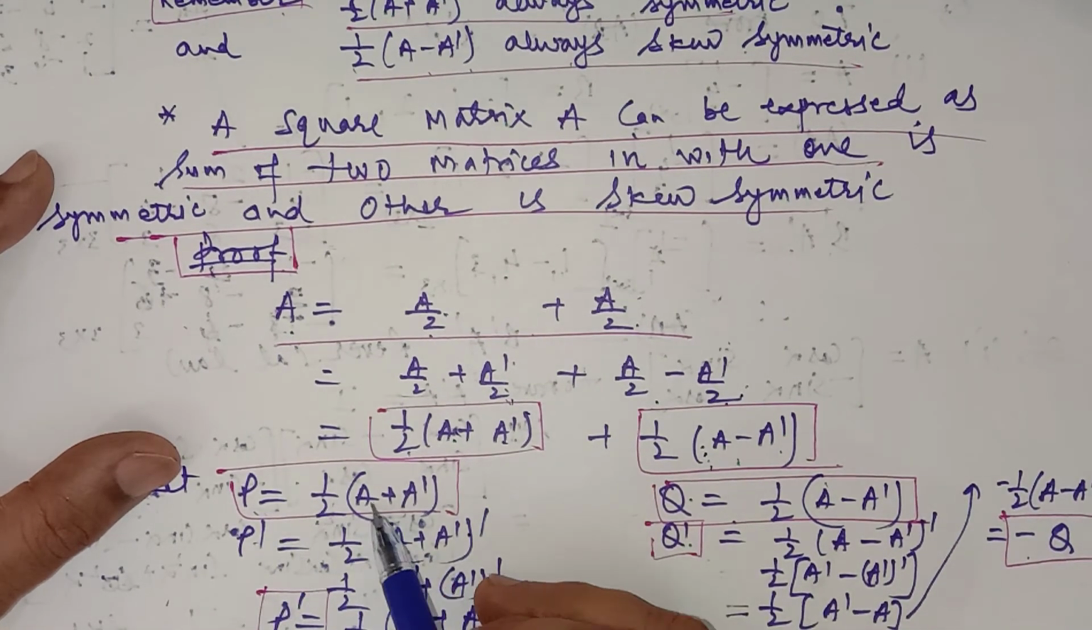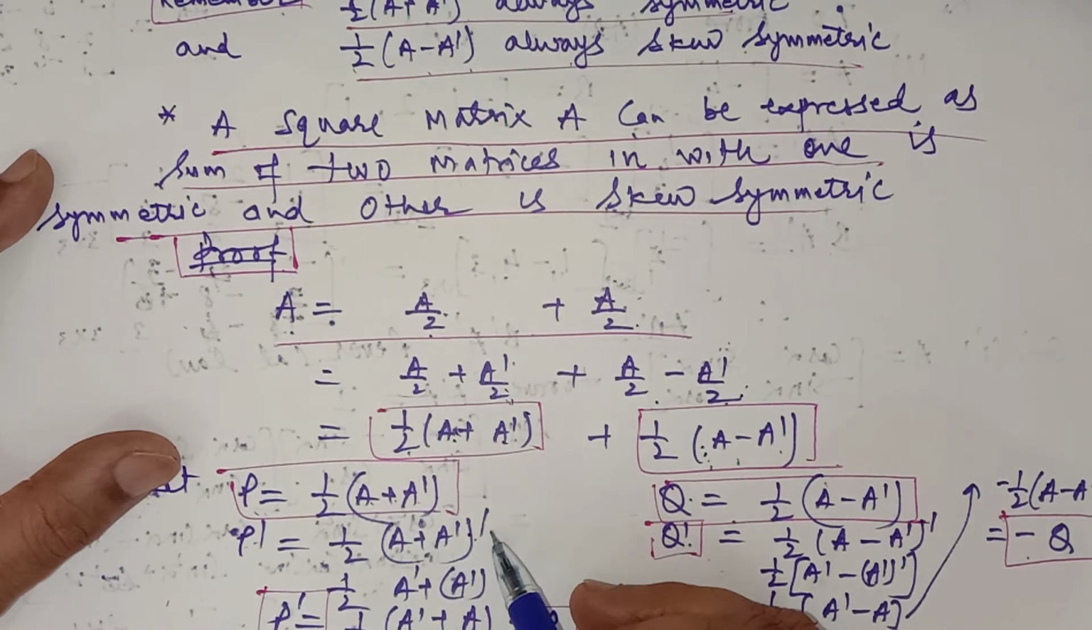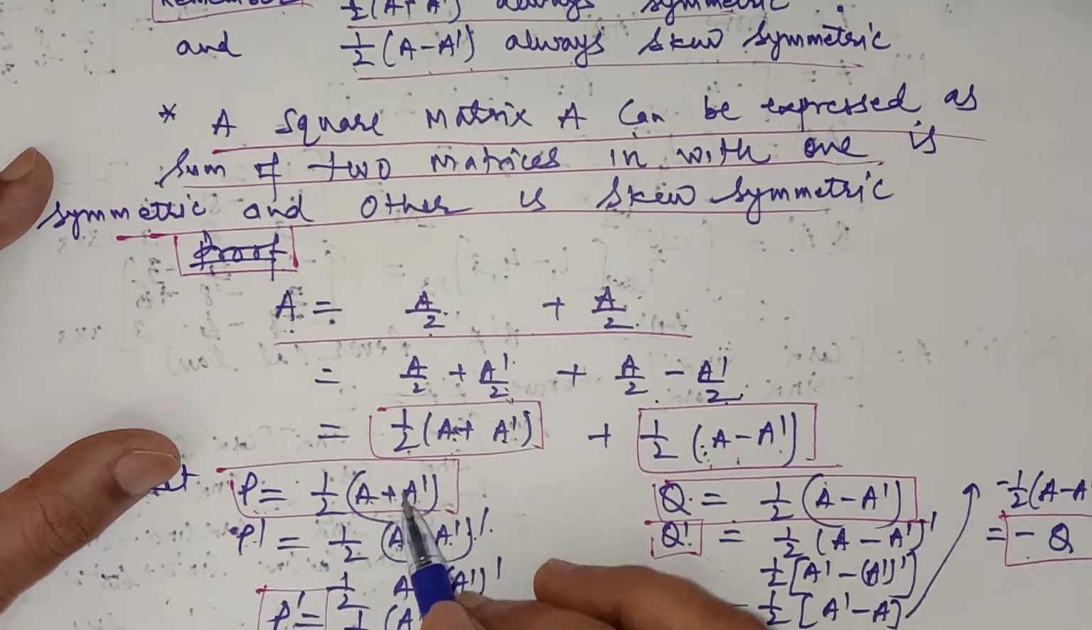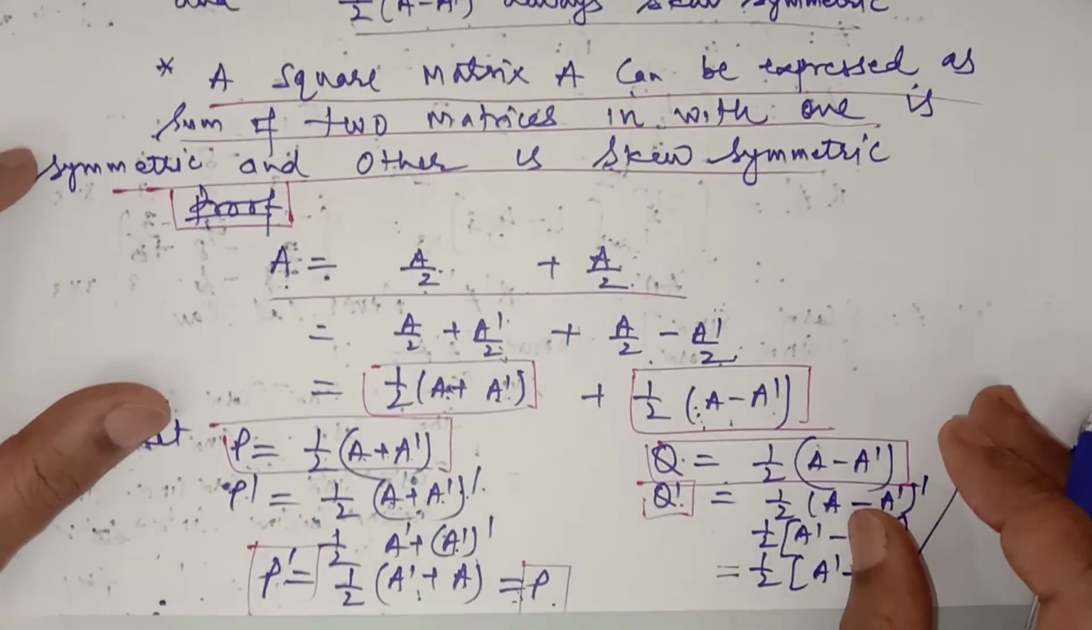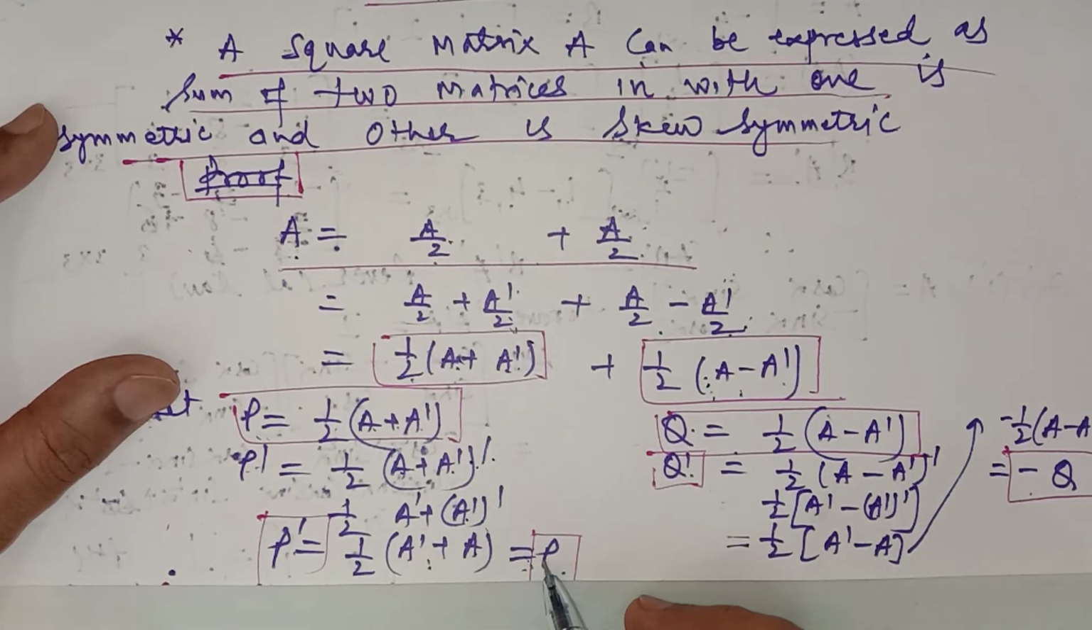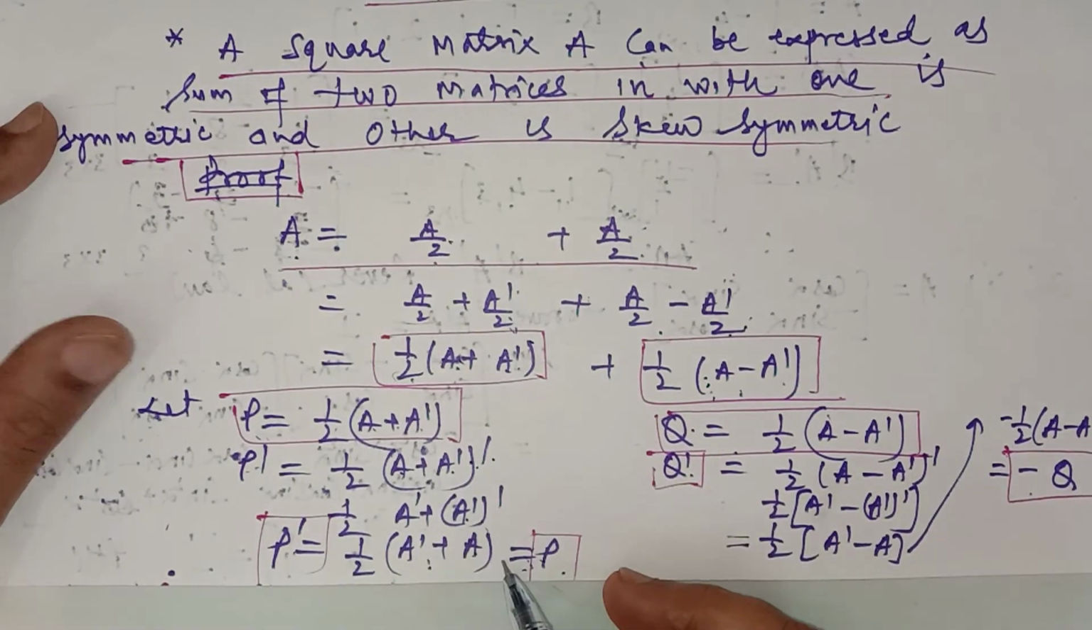So P is equal to half (A plus A transpose). Taking transpose on both sides, it will be half (A plus A transpose) whole transpose, so A transpose plus A double transpose. Now A double transpose, we have just proved, is equal to A, so it is coming out to be P itself. So P transpose is coming out to be P. It means that it is a symmetric matrix.